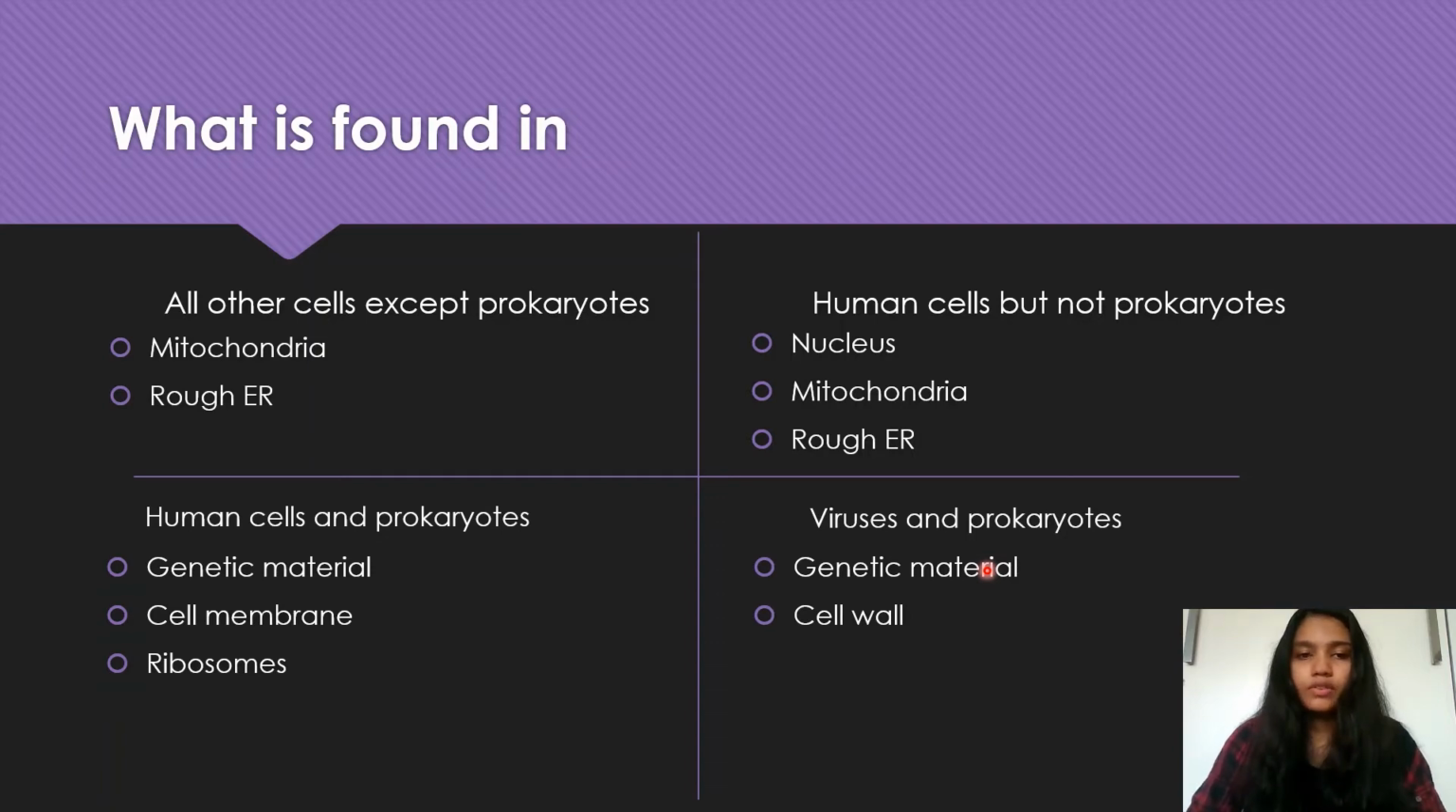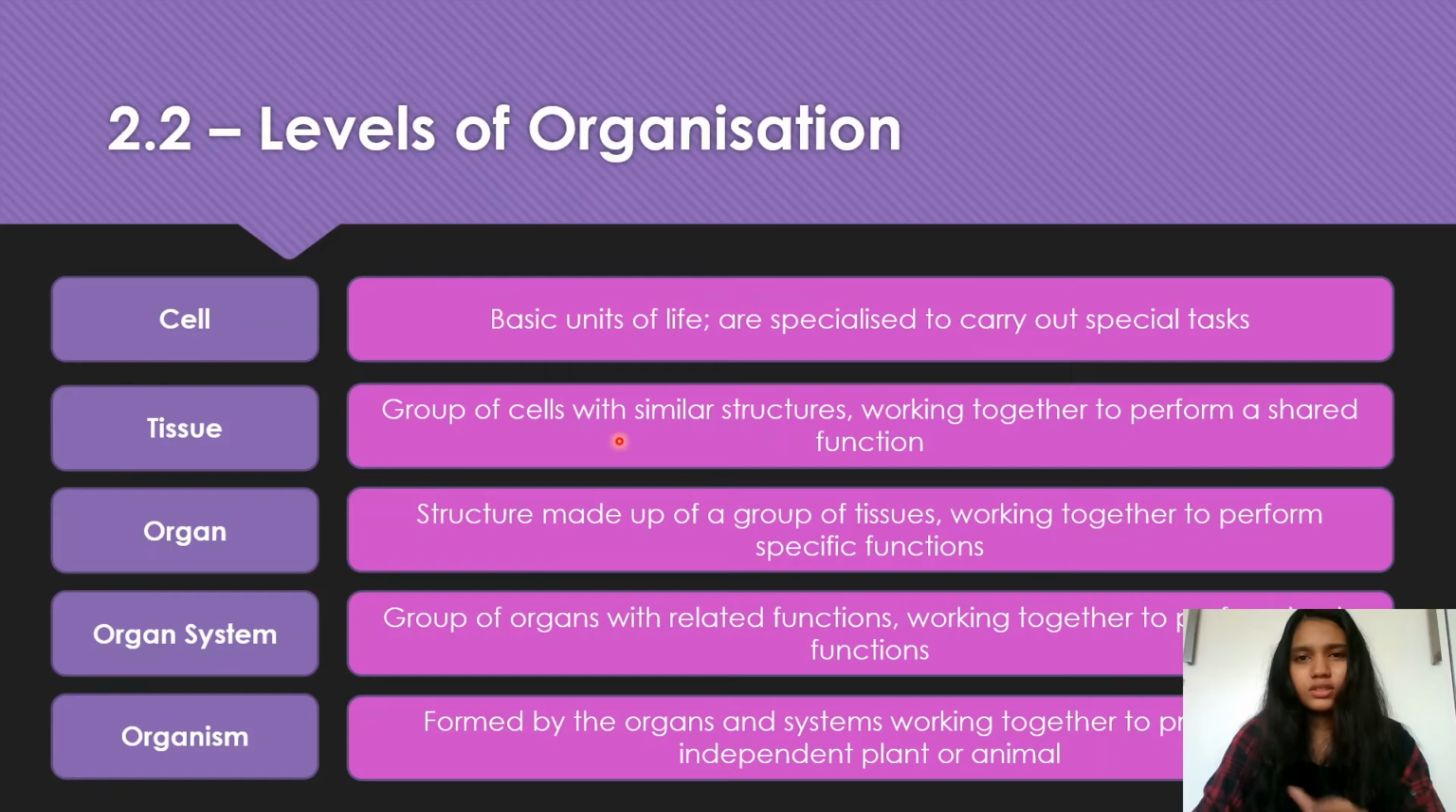Also, in the previous lesson, I taught you the structures of a prokaryote, so you should know it does not have a nucleus. Keep that in mind. And viruses are non-living, but they do have genetic material in the form of a coil of RNA or DNA. Just memorize that. Okay, then you have the levels of organization.